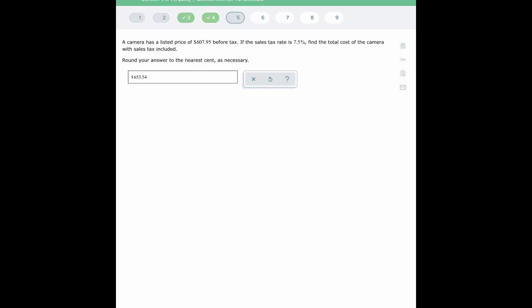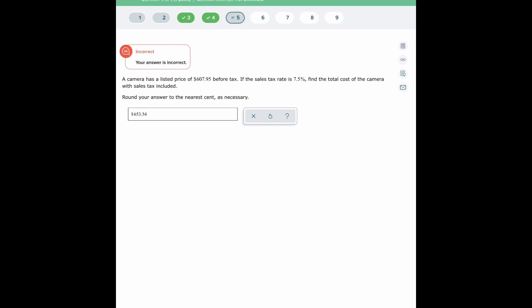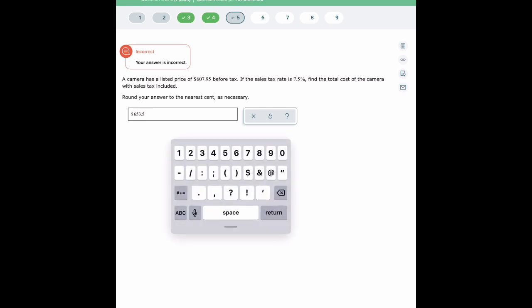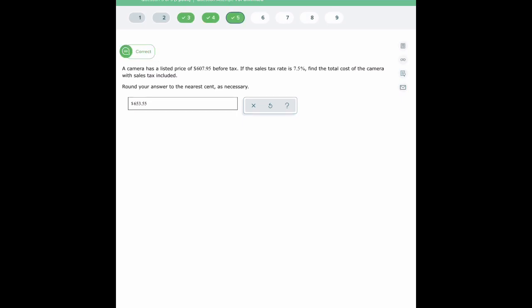653.54. Check. Oh, I got it wrong. If the camera listed a price of $607.95 before tax, if the tax rate is this, find the total cost of the camera with the sales tax. 653.5. Oh, I needed to round up. Dang it. Because it was 546, I needed to go to 5.5. And so let's try that again. There we go.